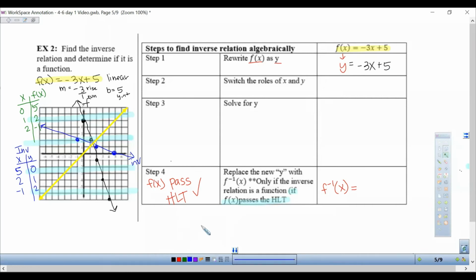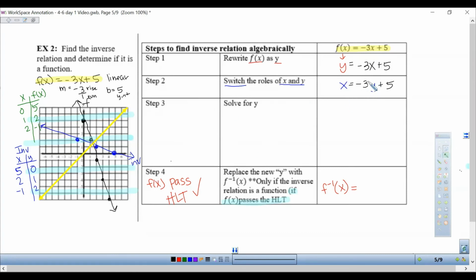Okay, then we're going to switch the roles of x and y. So in my equation, y is first, so I'm going to make x first, and x is second, so I'm going to turn that into a y. Everything else is going to stay the same. So x equals negative 3y plus 5. Next, I'm going to solve for y. So this is the bulk of the work.